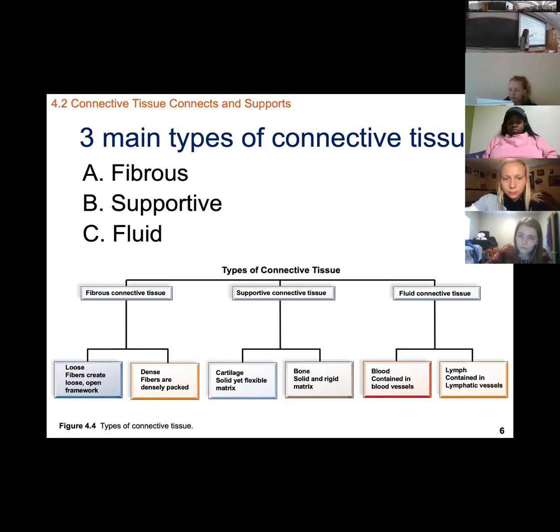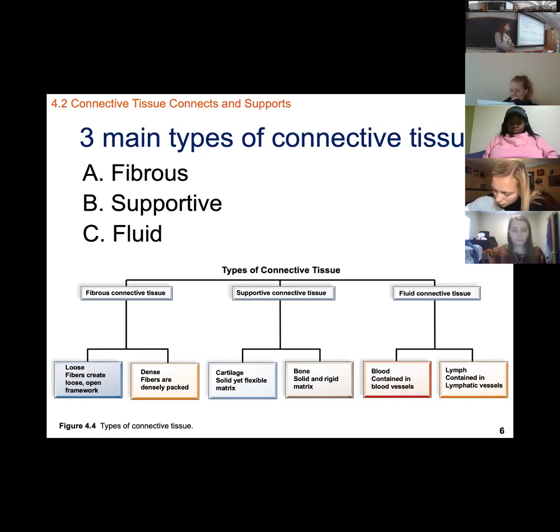The next one is supportive connective tissue. You have cartilage or bone. So when you think of the things that help make up your body that connect things to one another, we've got your cartilage and your bone. Cartilage can be found in your ear. It can be found in your knee. This is solid yet flexible, right? So my ear keeps its shape, it's normal, but I can bend my ear in ways that I cannot bend my arm, right? Like the middle part of my arm where the bone is. And the bone is a solid and rigid matrix.